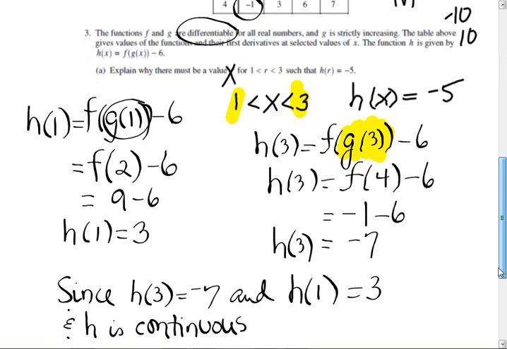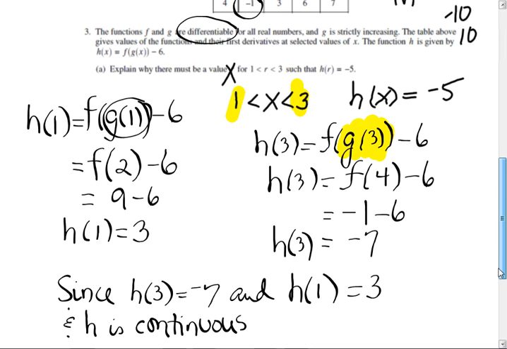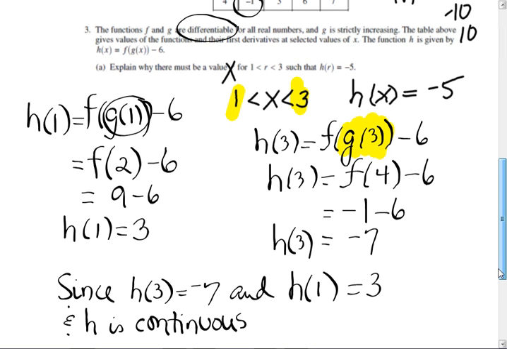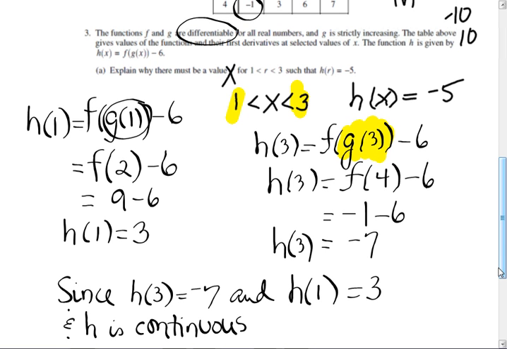Okay, since h of 3 is negative 7 and h of 1 is 3, then h must hit all values between negative 7 and 3. Does that make sense? They specifically asked for negative 5, but they could have said, is h ever equal to 0? Yeah. If they had asked, is h ever equal to 4, you'd say, I don't know.